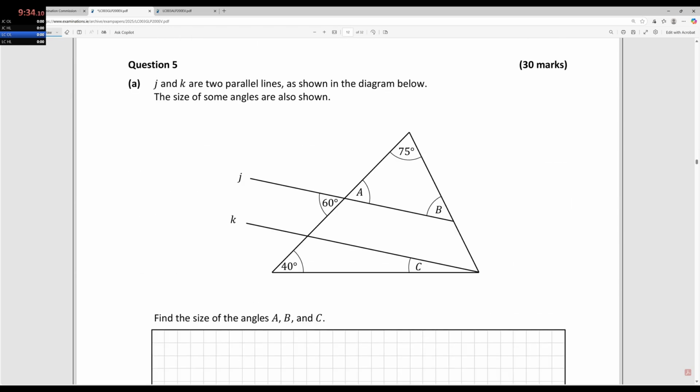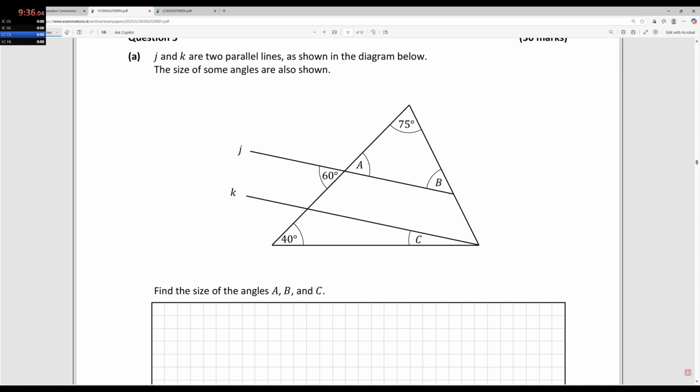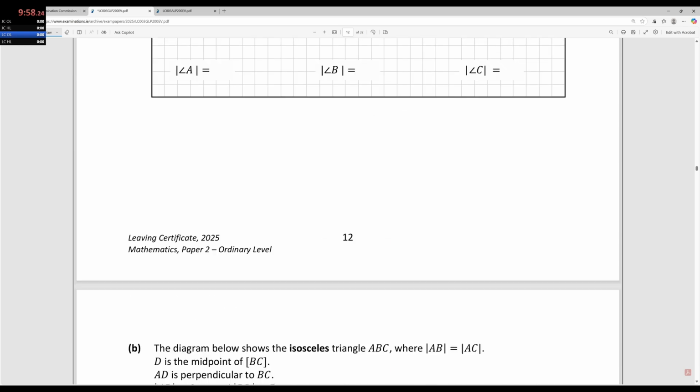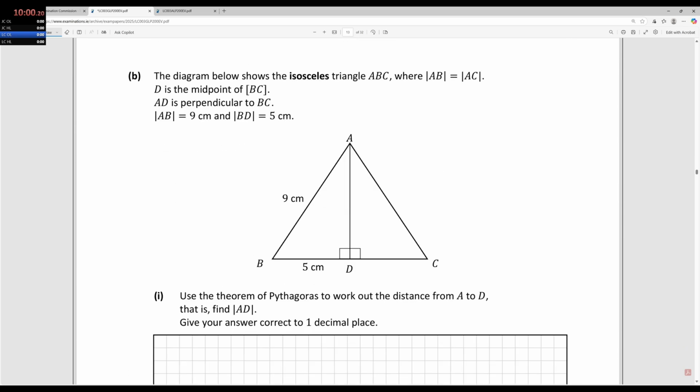J and K are 2 parallel lines. Find the sizes of A, B, and C. A is 60. B is 45. And then C, interestingly enough, that would be 120. So that would be 20. Because that's 60, that's 120, that's 160, yeah. I don't know if people will get the C in ordinary level, to be honest.